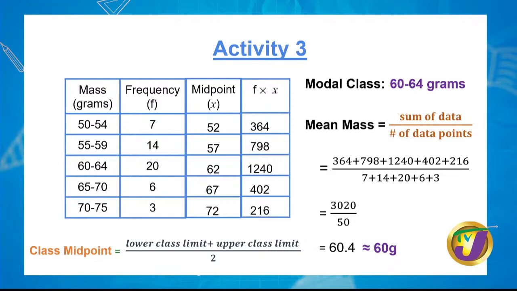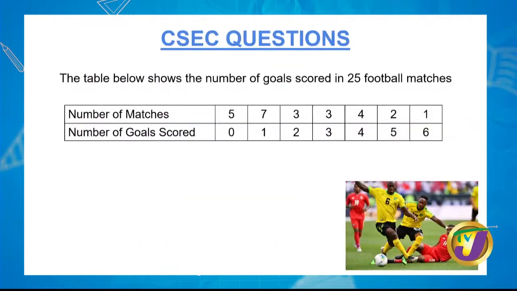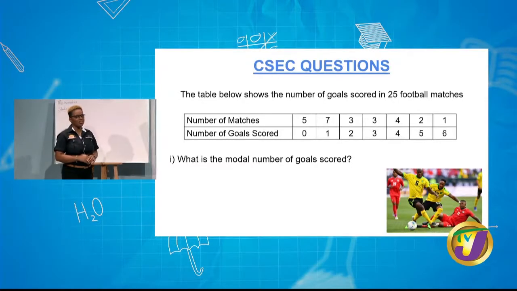I hope you got that at home. All right, so here we have a CSEC question, and it says the table below shows the number of goals scored in 25 football matches. And here we have the table, and they want us to find 1, the modal number of goals scored, and 2, the median number of goals scored. Let's start with the first one.